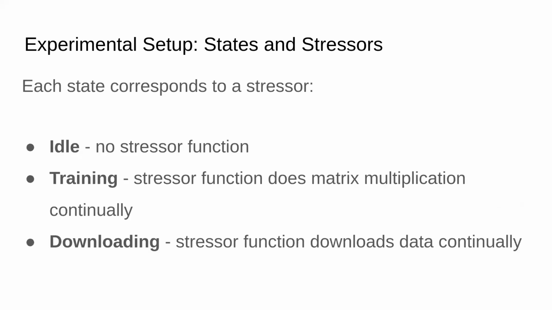Workers will have 3 states, each corresponding to a specific stressor function. In the idle state, the worker is not being used for anything except the training task, and so there's no stressor function. In the training state, the stressor function does matrix multiplication continually in a separate thread, which places load on the GPU and slows down the worker's training. Whereas in the downloading state, the stressor function will download data continually to place load on the network link.